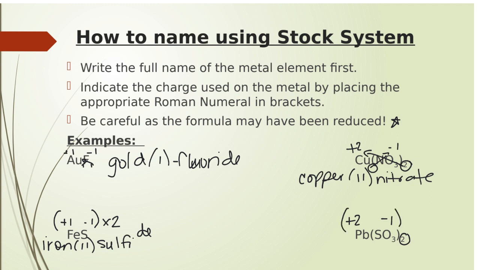What are we going to multiply both charges by in order to get a charge of -2 on sulfite? Well, we're going to multiply everything by a factor of 2, which means lead's charge is actually +4, not +2. And so when we write out this name, we have to make sure that we have lead 4. You got to know the Roman numeral for it. Sulfite. Okay, so these are the trickiest ones where you have to double check whether it's been reduced.